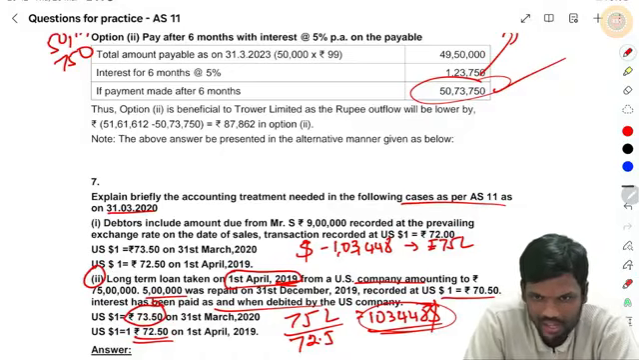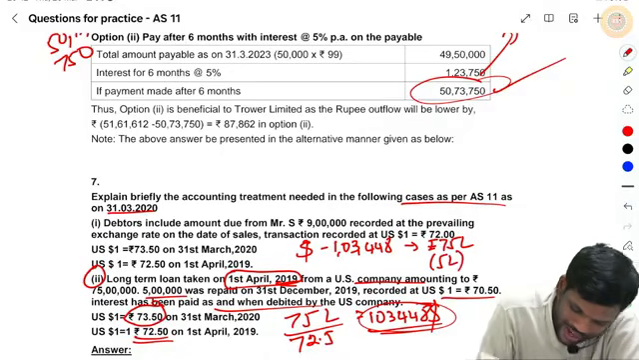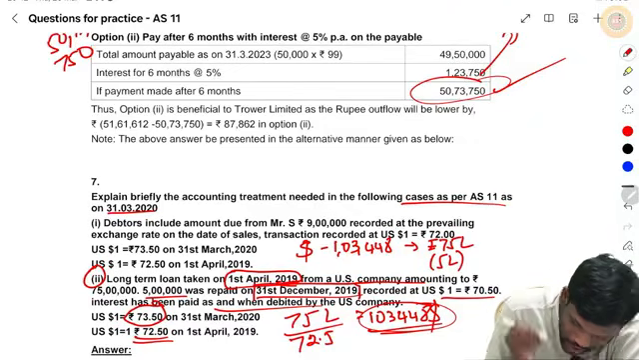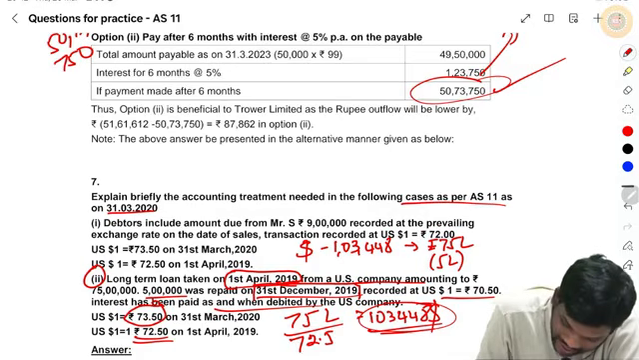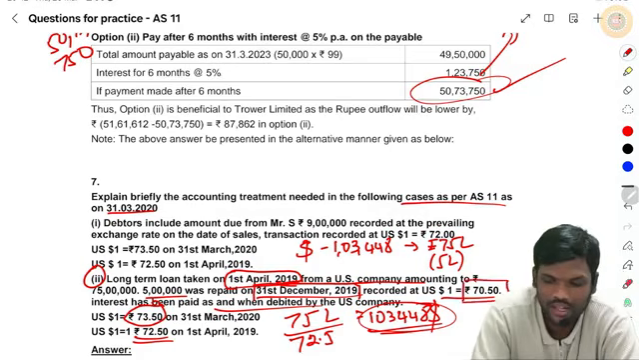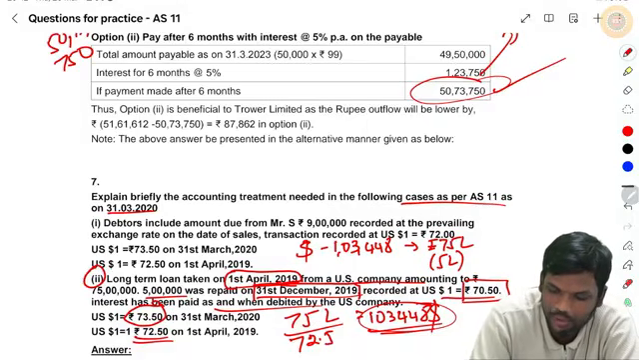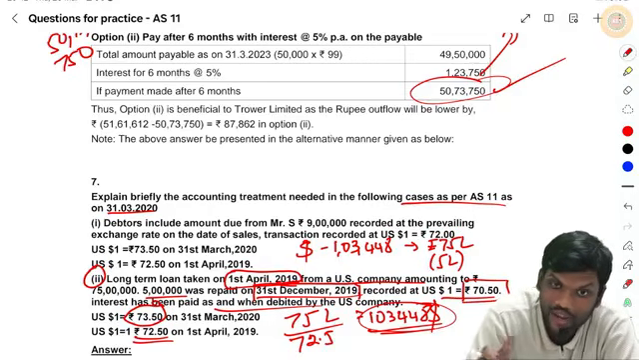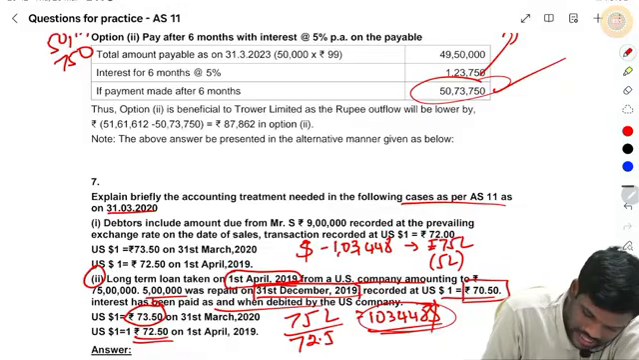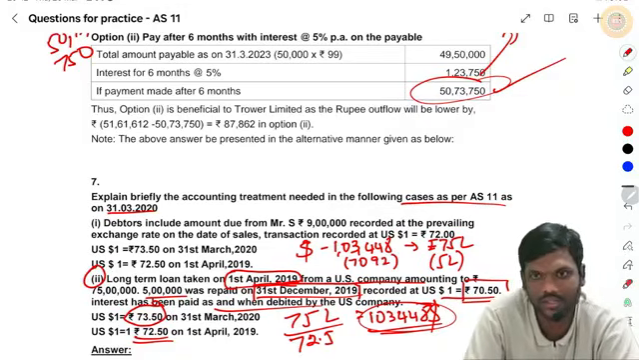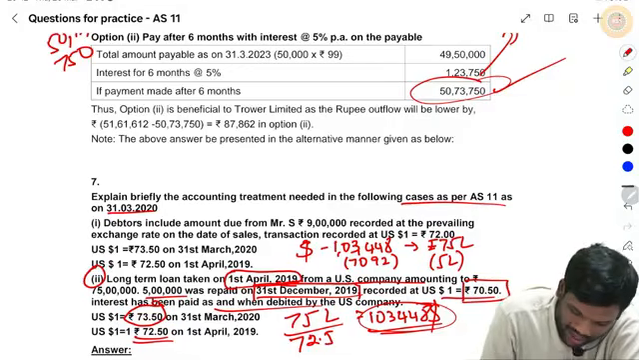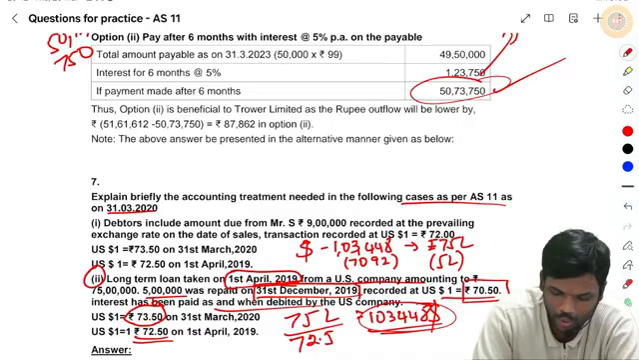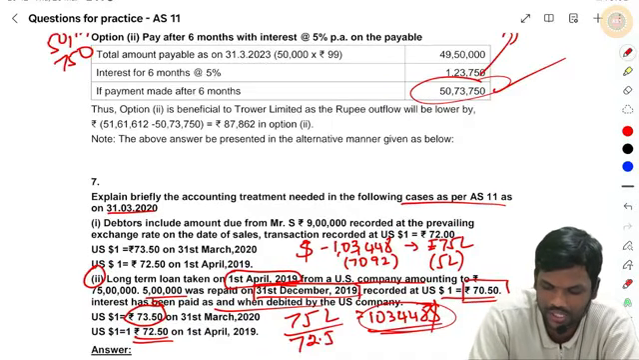Now in the 75 lakhs, the company paid out 5 lakhs. They paid 5 lakhs on 31st December 2019. On that date, exchange rate was 70.5. That means paying 5 lakhs at 70.5 exchange rate is equivalent to repaying how many dollars? 5 lakhs divided by 70.5, which is $7,092. So effectively out of 1,03,448, this company has repaid $7,092.